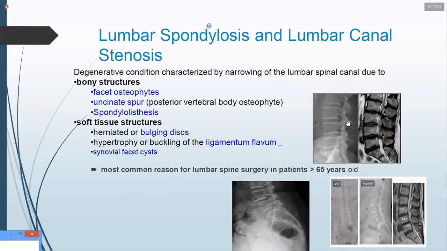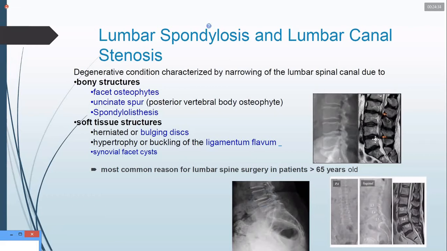This is the degenerative condition as mentioned, a narrowing of the lumbar spinal canal. It can be from the bony structures as well as soft tissue structures. The bony structures are the facet osteophytes, uncinate process, and spondylolisthesis, when there is slippage of the vertebra, like you can see in this X-ray, a slippage of one vertebra over the other, and there might be canal compression from the superior corner of the inferior vertebral body. We call it spondylolisthesis.